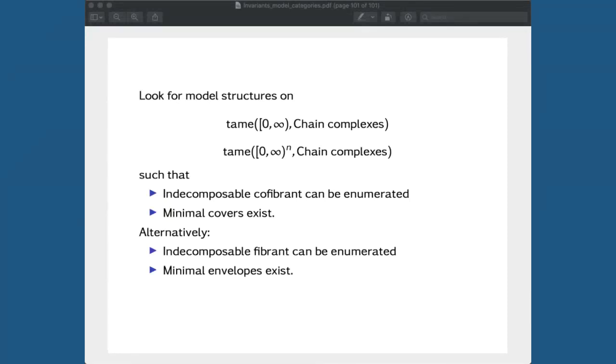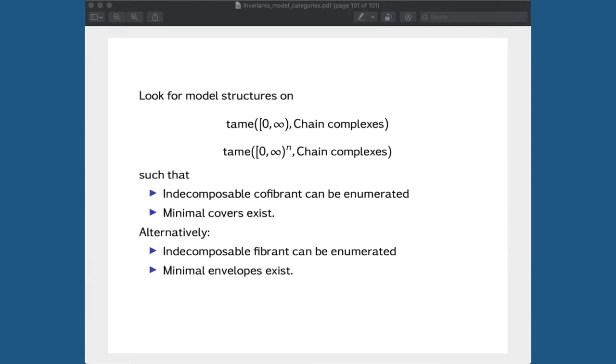So which model structure do you use? You use the standard model structure, I guess, and you could again look at the tame version of what you described, right? So yes, you have the tame. Cofibrant objects are no longer indecomposables, and cannot be enumerated. So you have to find ways of reducing it further, but they cannot be enumerated.